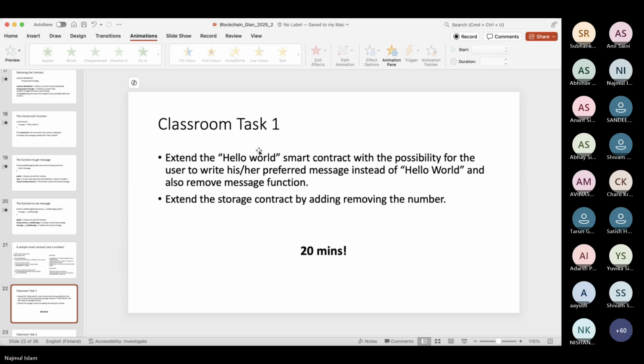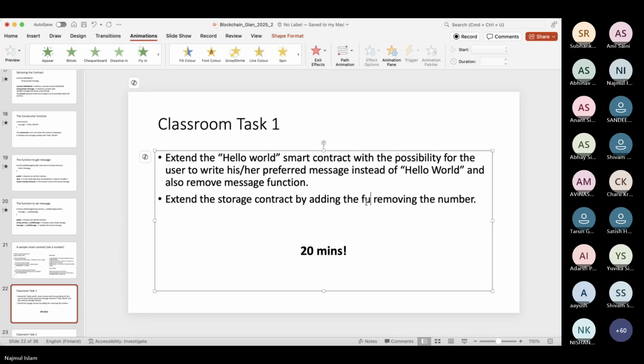And then the next one is also similar. Extend the storage contract by adding the function to remove the number. So you have the basic two codes. You just need to extend them. Please Google if you don't know the instructions. Google and you will find.